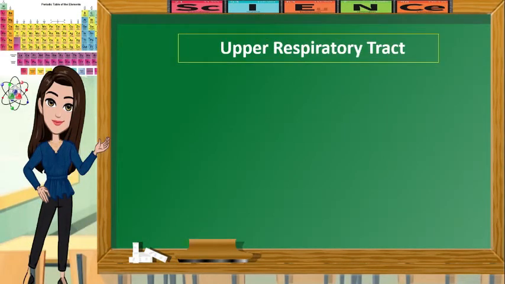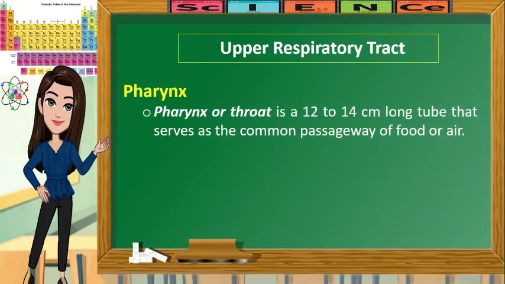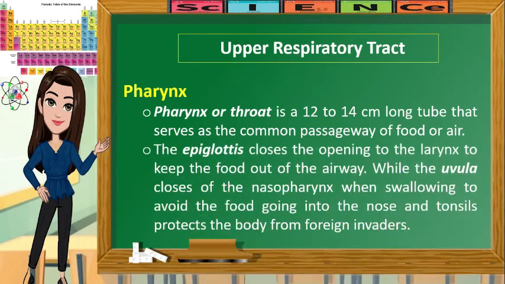Upper respiratory tract. Pharynx. The pharynx or throat is a 12 to 14 centimeter long tube that serves as the common passageway of food or air. The epiglottis closes the opening to the larynx to keep food out of the airway, while the uvula closes up the nasopharynx when swallowing to avoid food going into the nose, and the tonsils protect the body from foreign invaders.